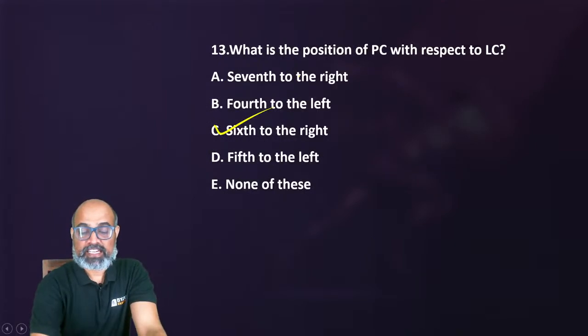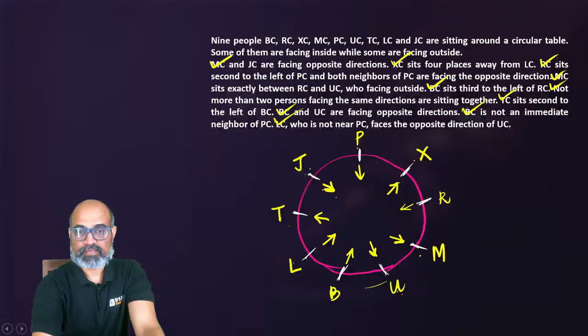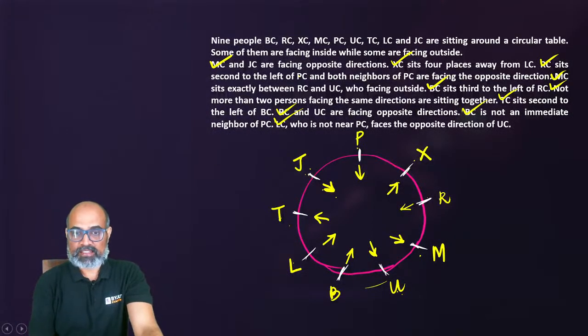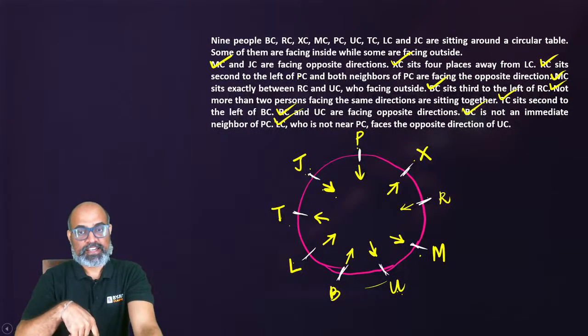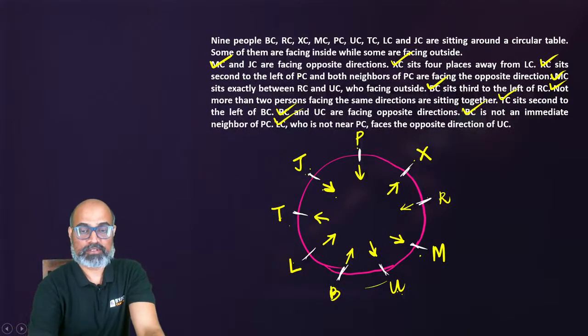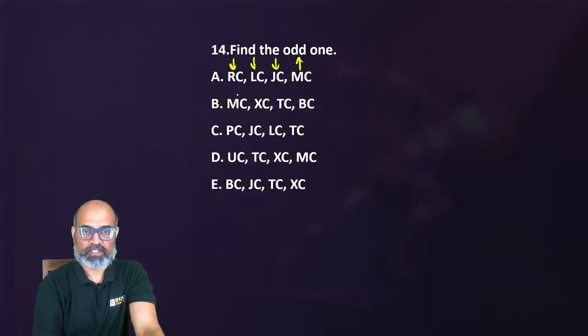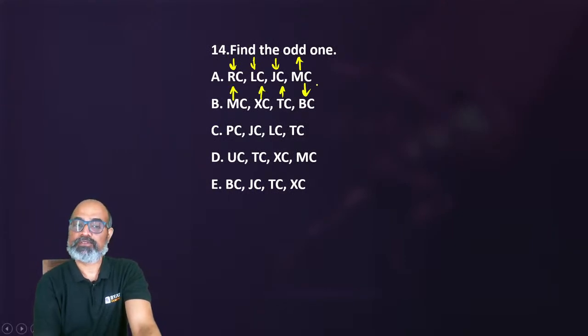M, X, T and B. In M, X, T and B, we have 3 people facing outwards and 1 guy facing inwards. So let's try that one. So we have 3 people facing outwards, 1 person facing inwards.